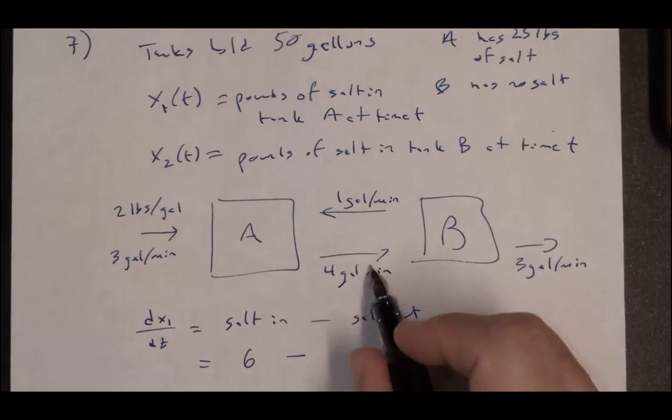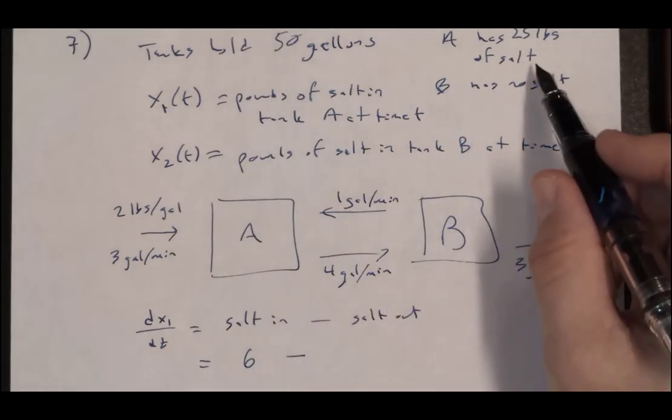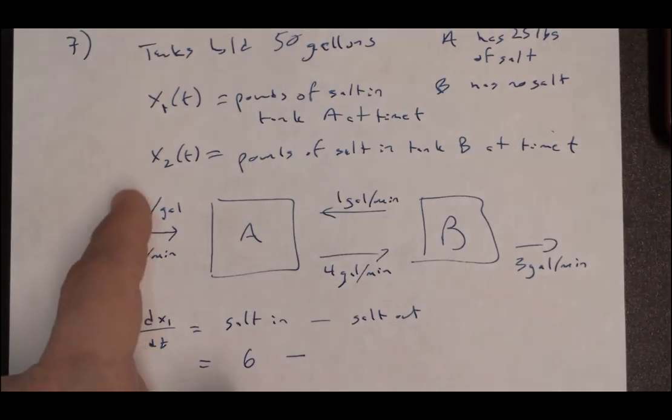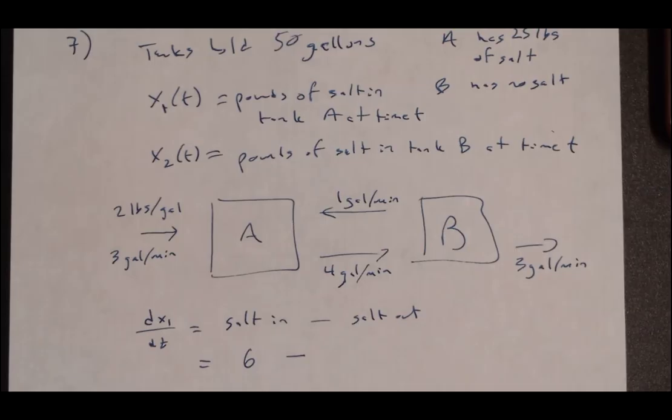How much salt is coming out of tank A? Ah, well, that's a good question. Remember, there was salt in tank A to start, right? Stuff's coming in and then it's being mixed. So it depends on how much salt is in tank A at the time, right? At time 0, there was 25, plus something maybe. But why don't we just leave it as a straightforward idea? I have however much salt is in tank A, in pounds, divided by the 50 gallons of liquid. Because there's 50 gallons in each tank.